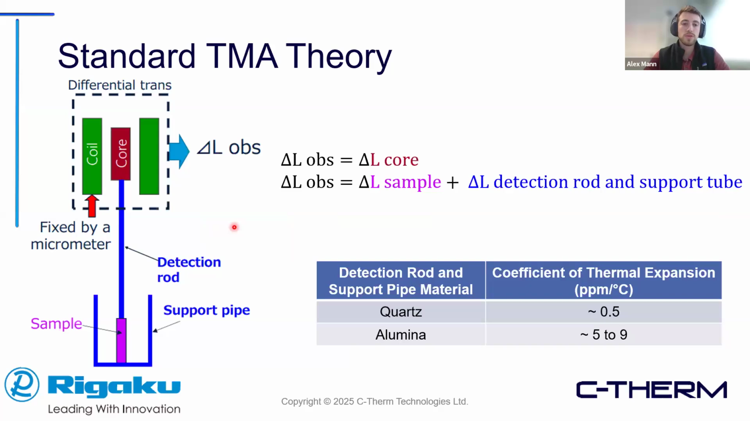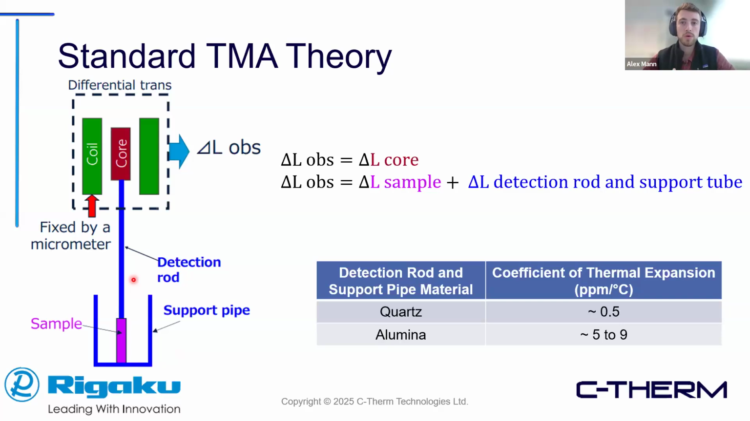So I'm going to introduce two different styles of TMA or theory. First is going to be the standard TMA. As we can see here, our observed is the data that is recorded by the instrument, and it's going to be equal to what the core sees. So the core is going to see the expansion of the sample, but it doesn't really know where the expansion is coming from. It just measures expansion. So in reality, it's also going to see the expansion of the detection rod as well as the support pipe. So that's what we get when we do a single rod TMA. Now, for this reason, our support pipes are made of materials that have a very low CTE.